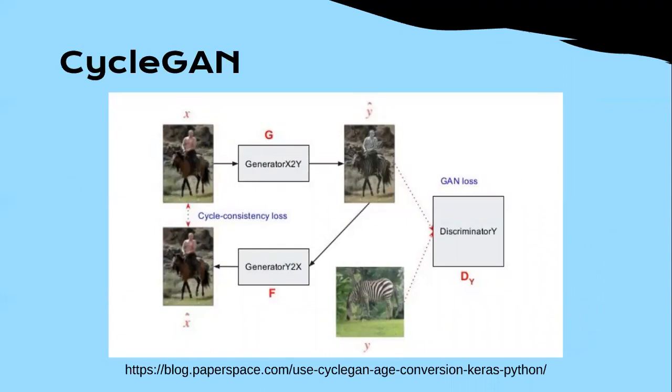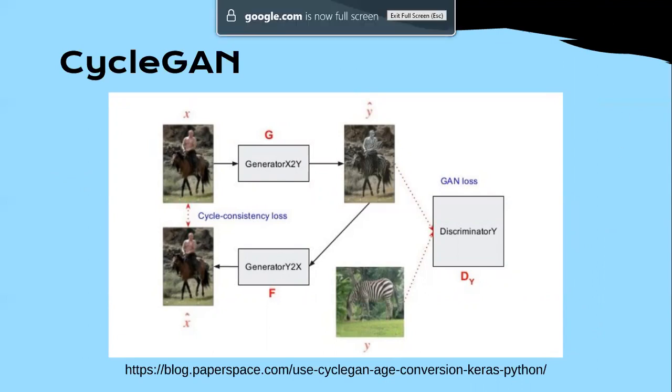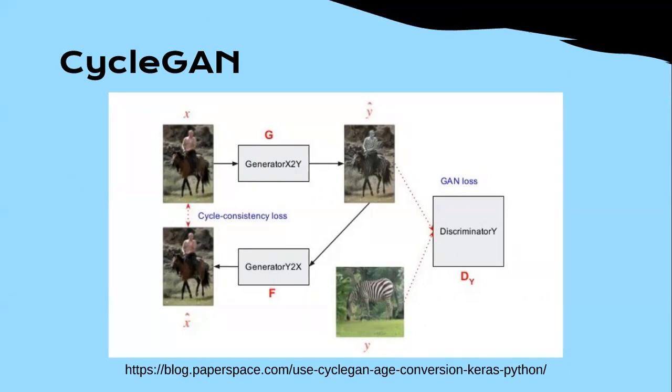The different architecture of the CycleGAN allows some flexibility, such that it translates images from domain A to domain B. In this diagram, domain A is the horses, and domain B is the zebras, such that it translates domain A, the horses, by the first generator X to Y to zebras, and then it passes to the discriminator to calculate the GAN loss.